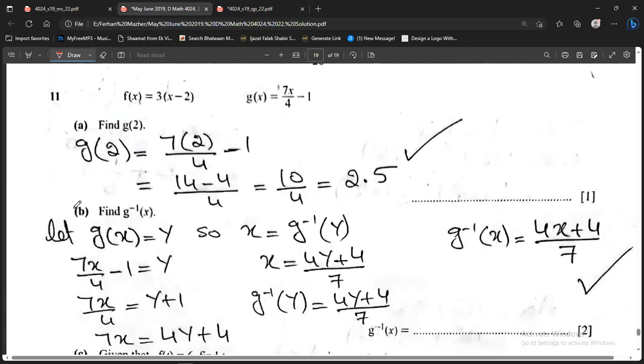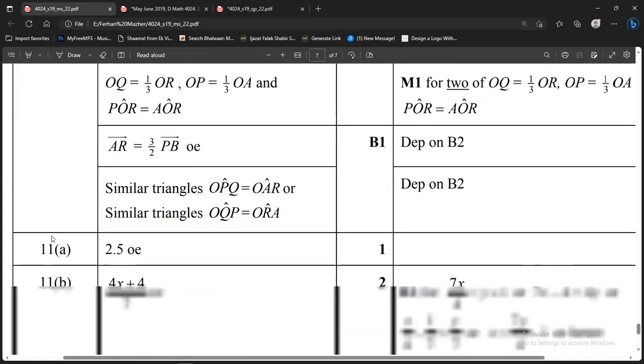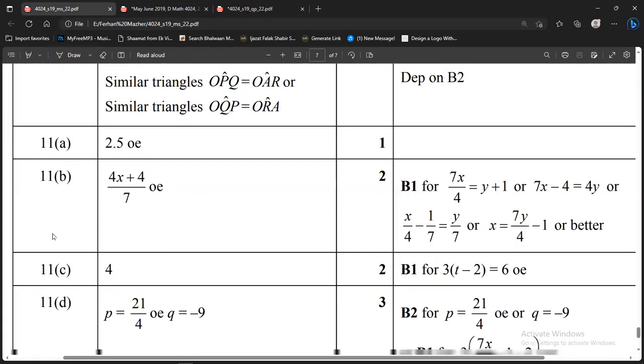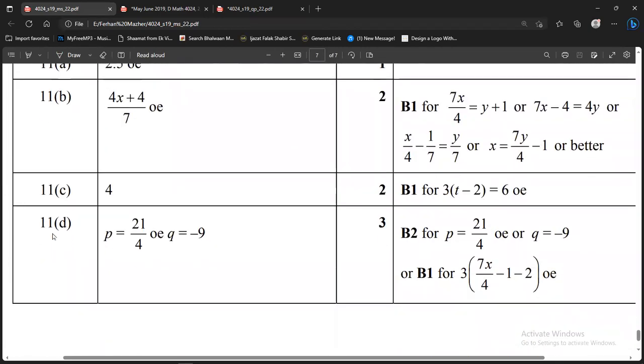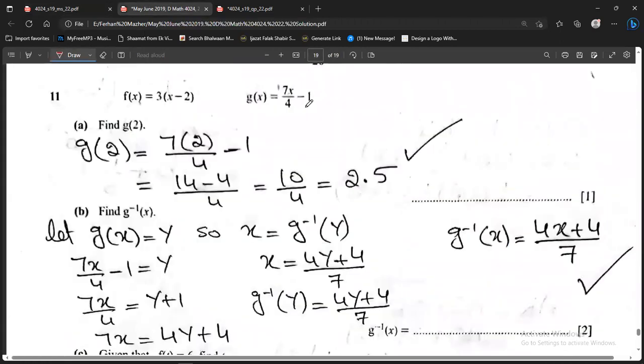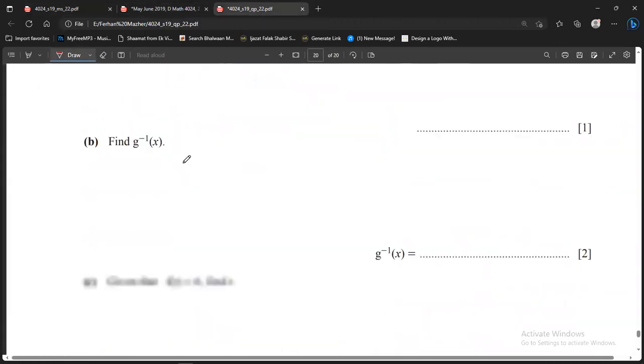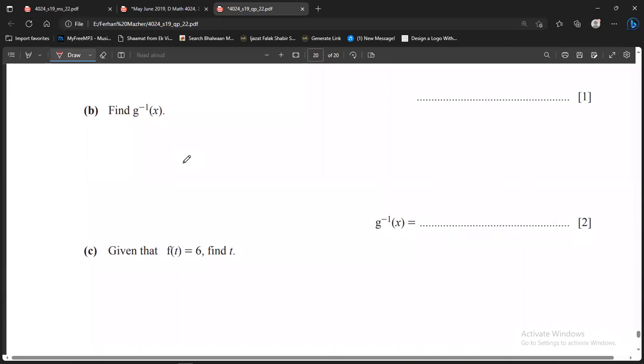So here we go. g(2) will be equal to 7 into 2 divided by 4 minus 1. That will be (14 - 4), whole thing divided by 4, I've taken the LCM. So that will be 10/4. That is 2.5. My answer is 2.5. So you can see here, 2.5.